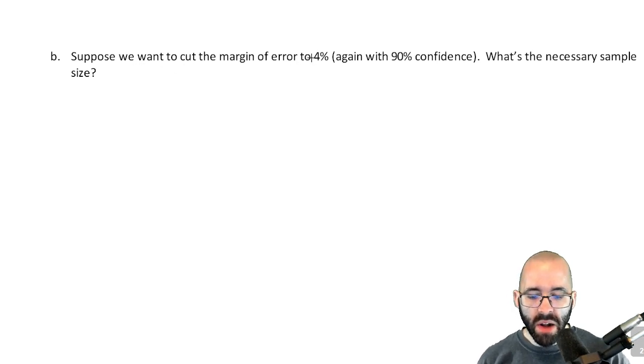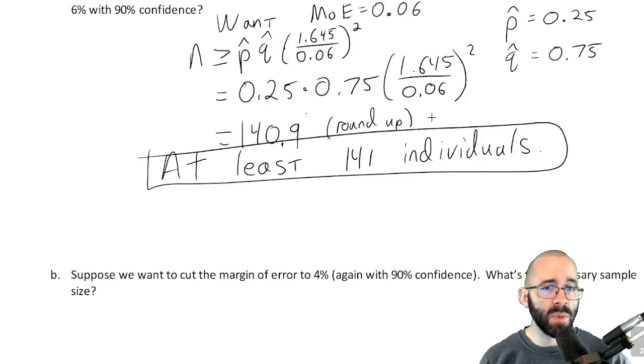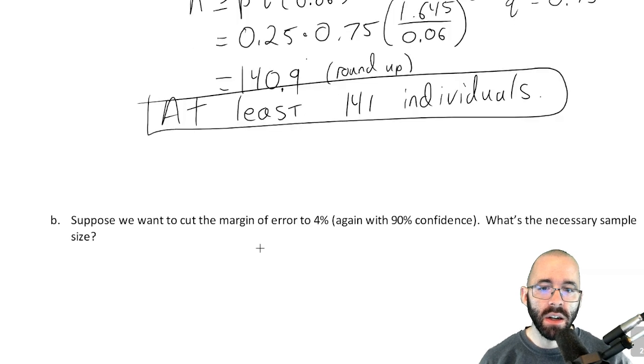So what if we wanted a smaller margin of error? Everything else is the same, but we wanted a smaller margin of error. Well, then what would be the sample size? Should it be bigger or smaller? If we want a smaller margin of error, we're going to need to ask more people. So it should be bigger.